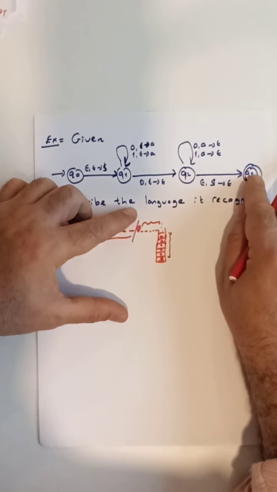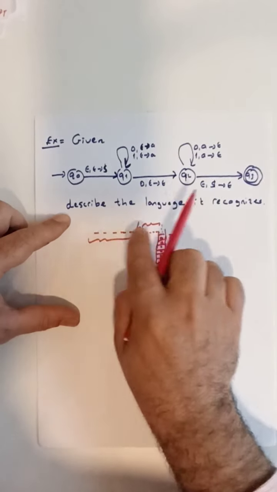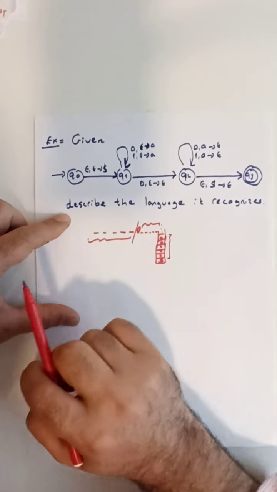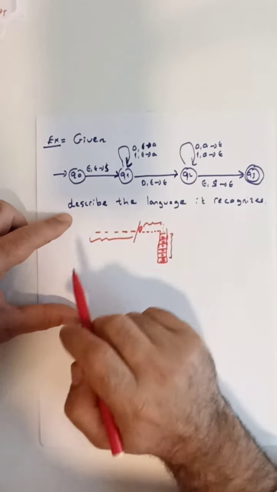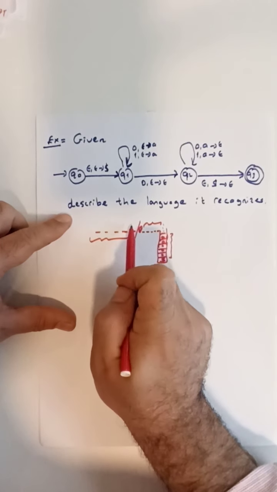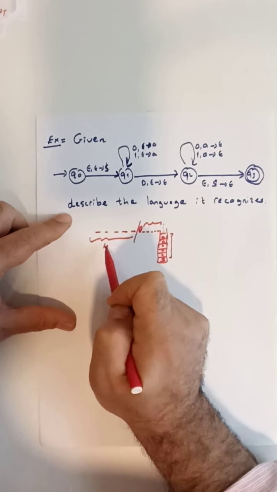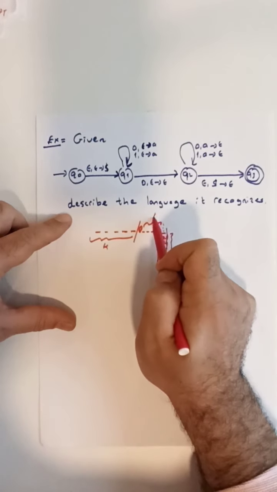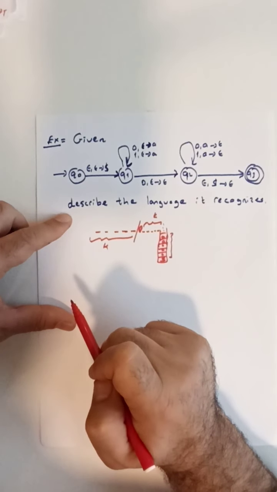And once we arrive at Q3, if these numbers are the same, then the string is accepted. So now we can give a description. It should be the case that if we have K symbols at the beginning, we should have K symbols in the string at the end.